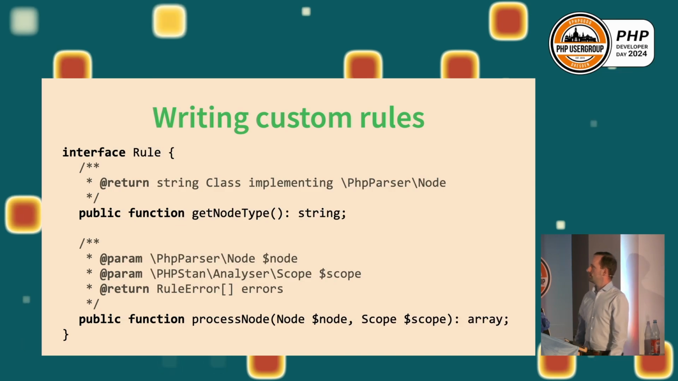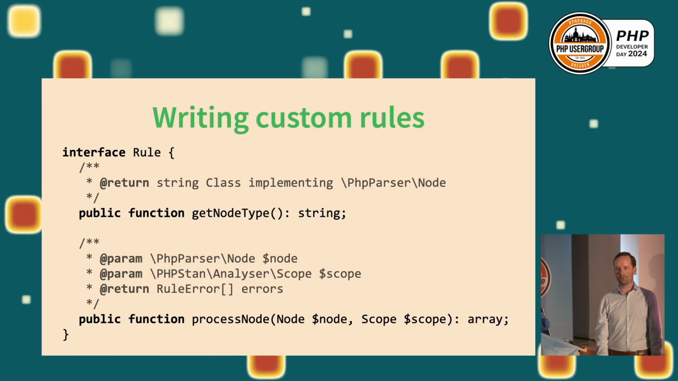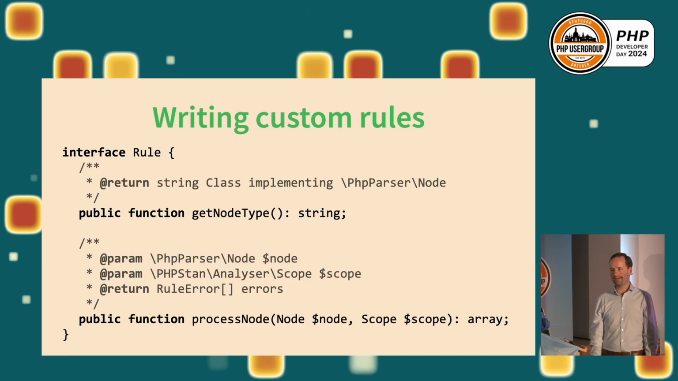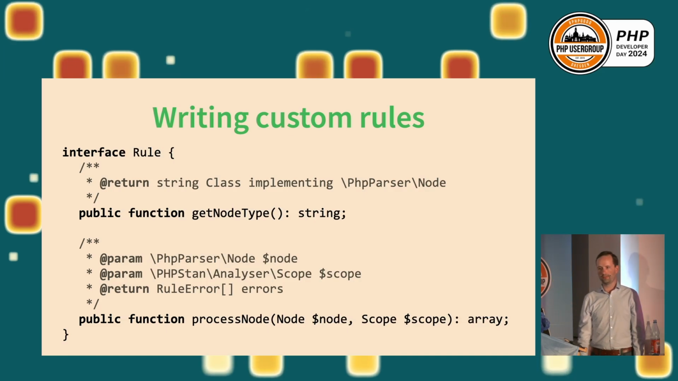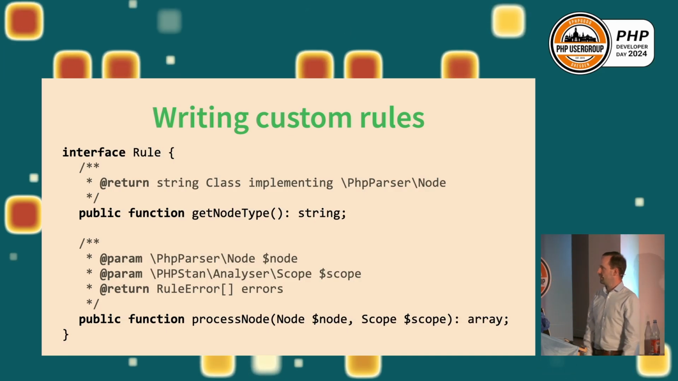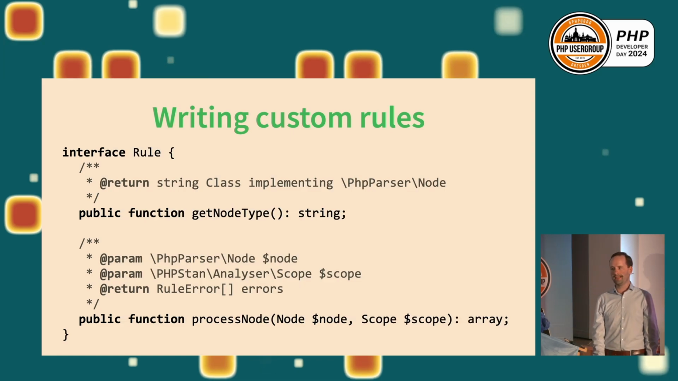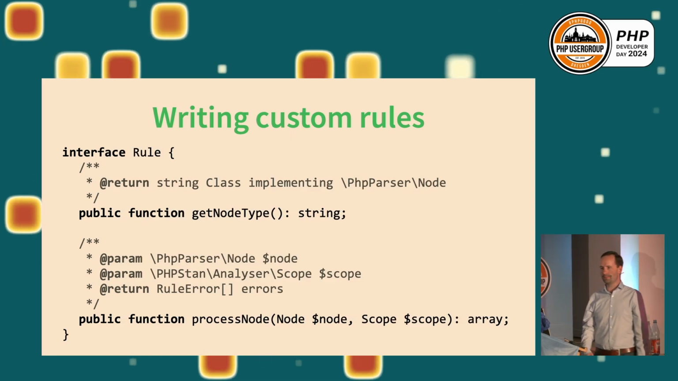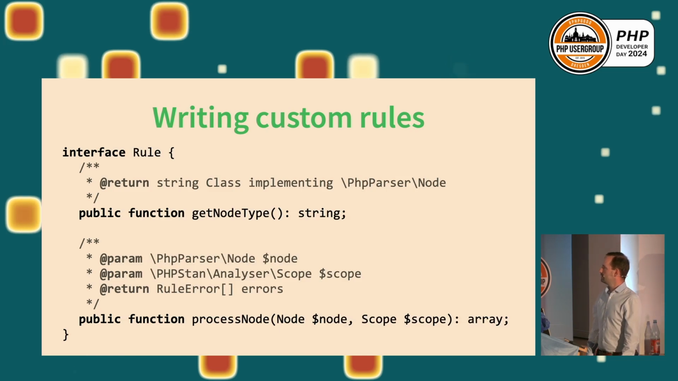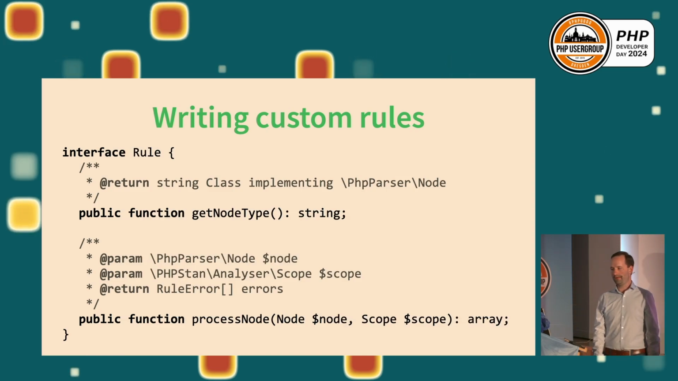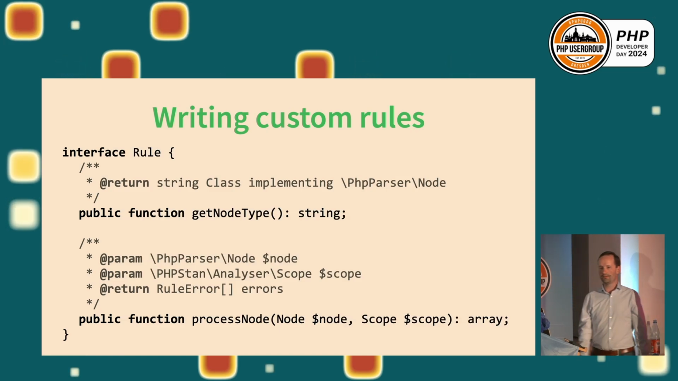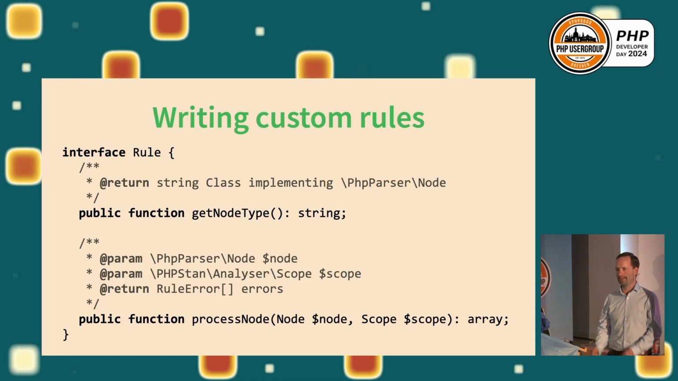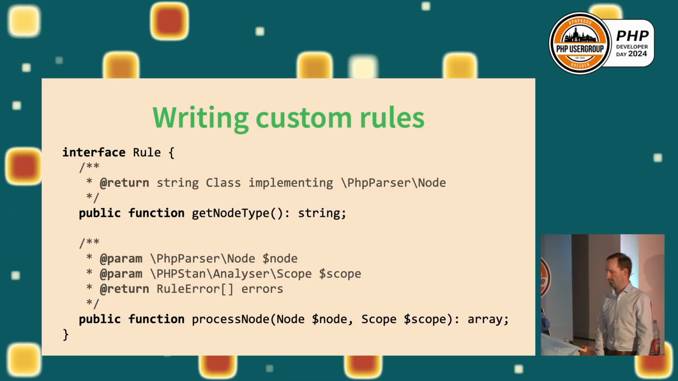So if we register our rule for the return statement, and we have 3 return statements in the analyzed file, then the process node method will be called 3 times. And the process node method gets handed the actual node that we are interested in, that we can inspect further. And it also has the scope object, which I am going to be talking about a little bit later, which holds all of the information about the code, about what PHPStan knows.